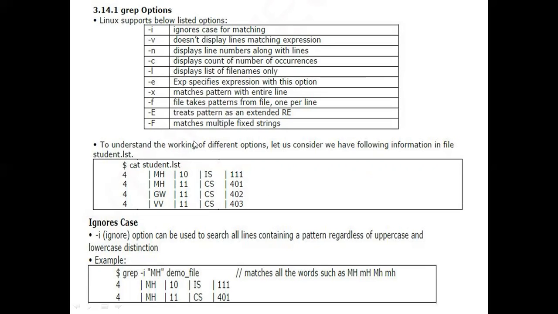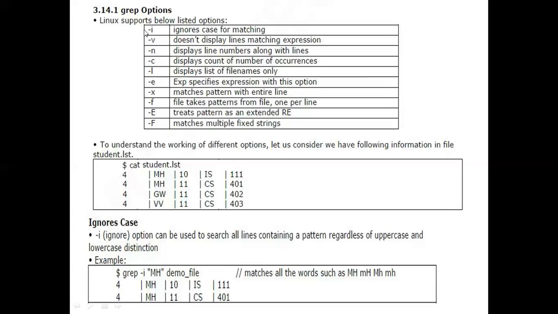To understand the working of the different options, let us consider we have the following information in a given file. First I am trying to list the contents of a given file. So cat will display the contents of a given file. The file student.lst, these are the file contents I am displaying. As you can see, it is displaying some content. There are 4 lines, 1, 2, 3, 4. It displays MH, GWVV, ISO, CSO, the branch, the serial number or the USN, and the 4th semester. Now we shall try to see how we can use all these options.